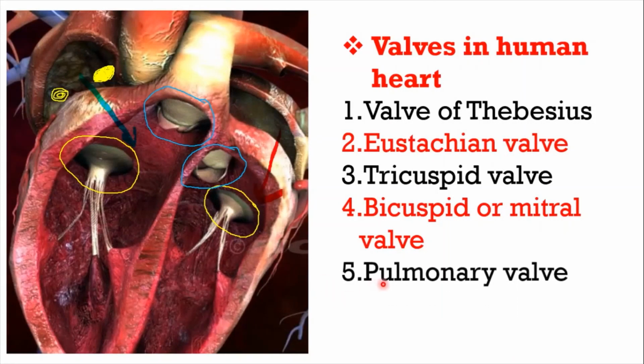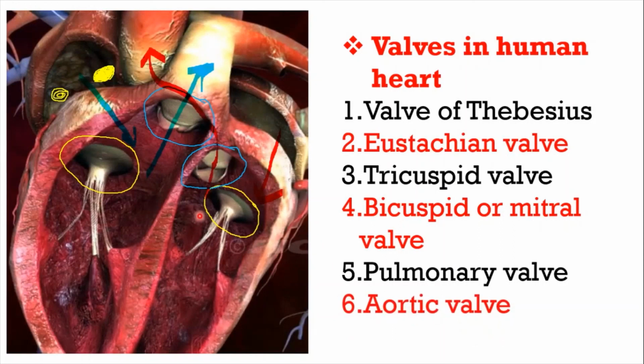Next is pulmonary valve. This is the pulmonary valve. It is present at the opening of right ventricle into pulmonary arch. The last one is aortic valve. This is aortic valve. This is present at the opening of left ventricle into systemic arch. This is about the position of different valves present in the human heart.